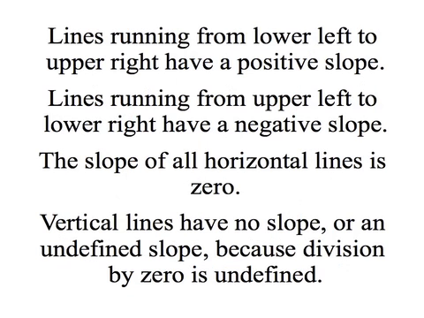Lines running from lower left to upper right have a positive slope. Lines running from upper left to lower right have a negative slope. The slope of all horizontal lines is 0. Vertical lines have no slope or an undefined slope because division by 0 is undefined.